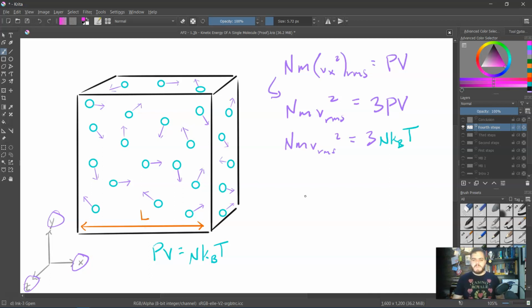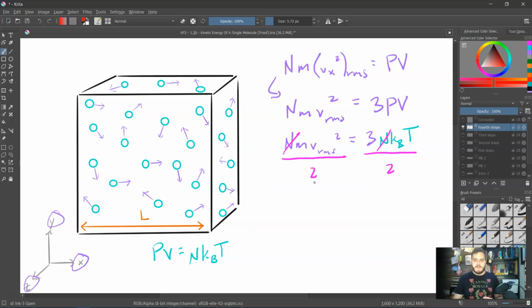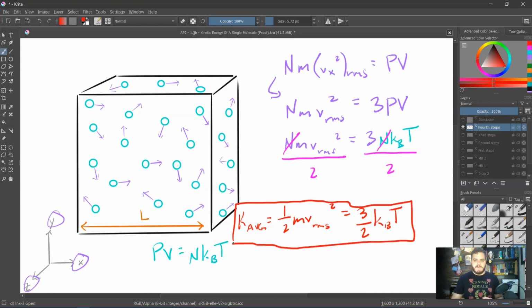And lastly, I'm going to do one small mathematical trick. I'm going to divide both sides by 2. Additionally, we already see here that the Ns are going to cancel. When I do that, I am now left with 1/2 m vrms squared is equal to 3/2 times Boltzmann's constant times the temperature. And we know this is the average kinetic energy of a single particle. And congratulations, after all of that, we have finally gotten a derivation for this equation.